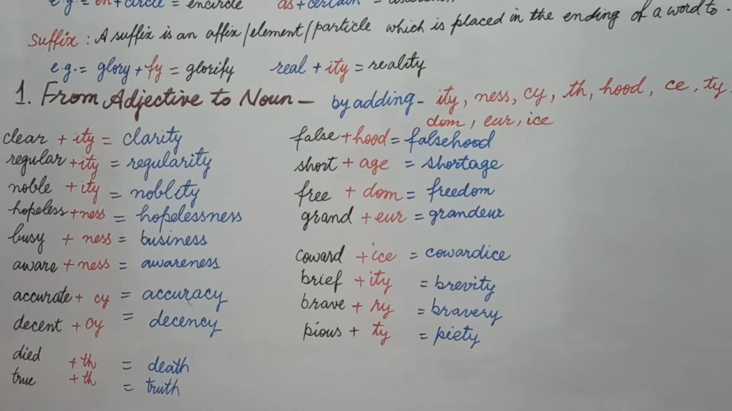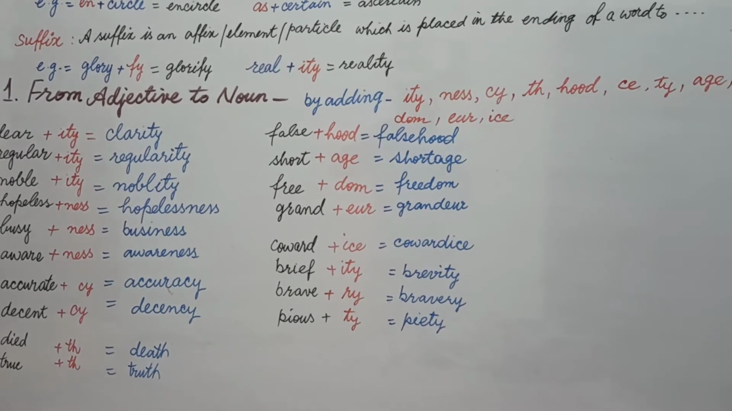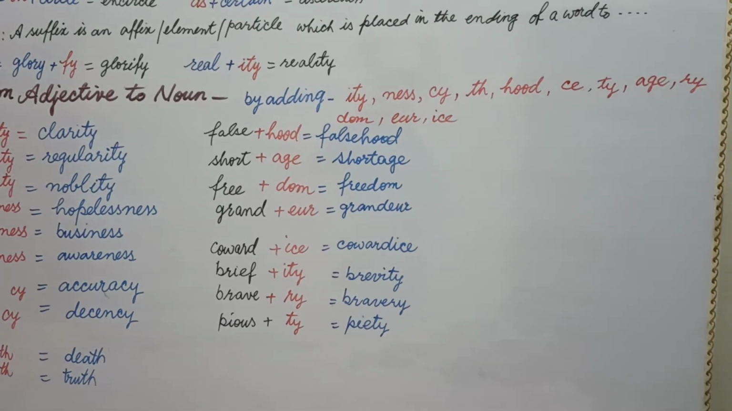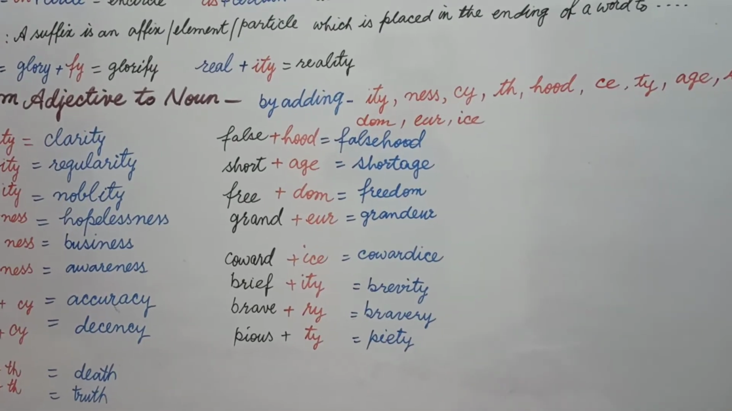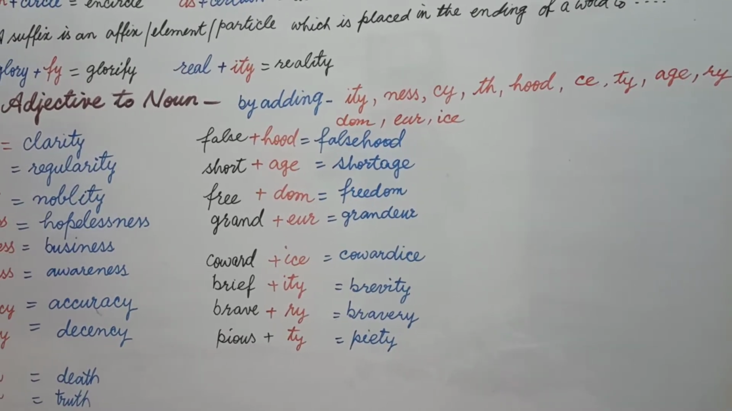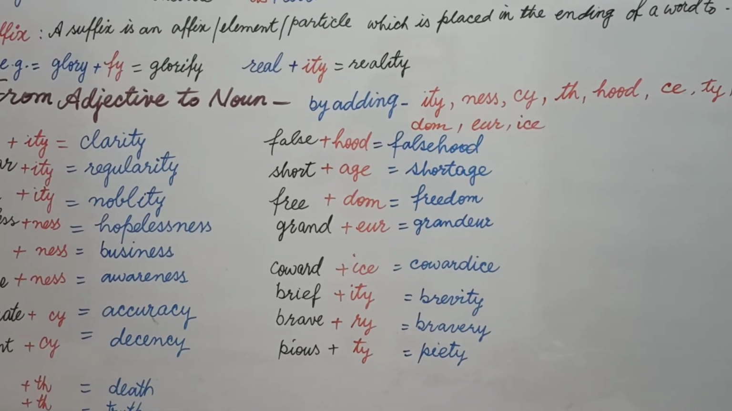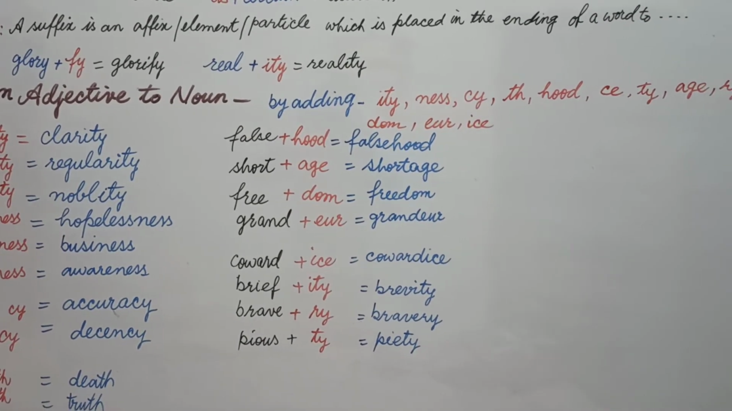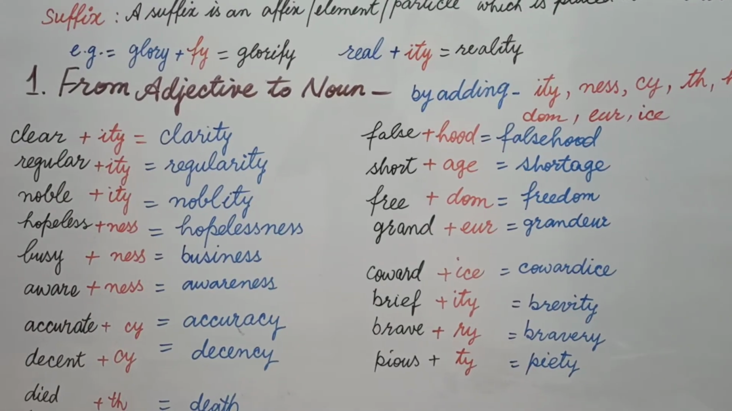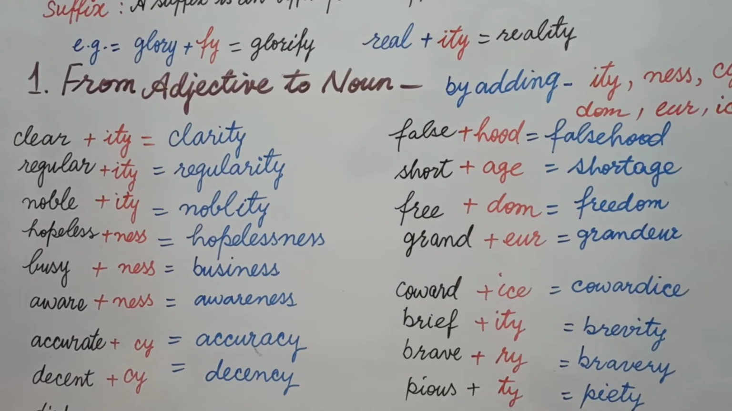Now let's see whether we are going to use suffixes or prefixes to change these words. Students, when we change an adjective to a noun, we use some suffixes only: ity, ness, cy, th, hood, t, age, re, dom, ure, ice. These are the suffixes we are going to add to some adjectives. Now let's begin with clear.